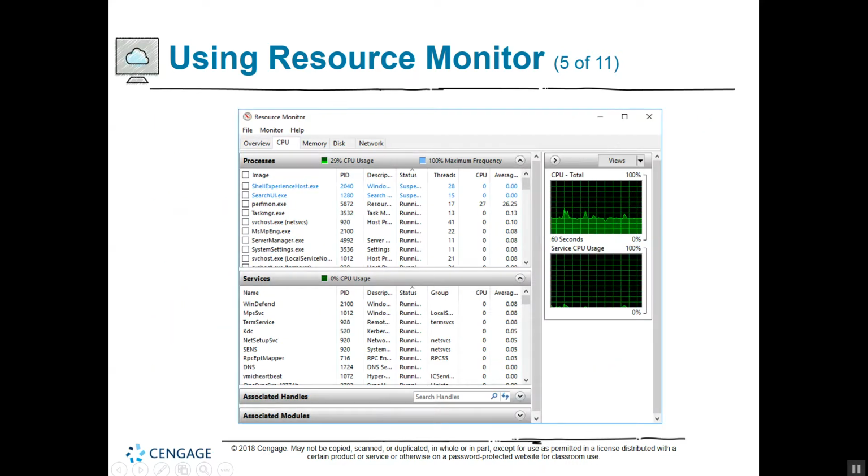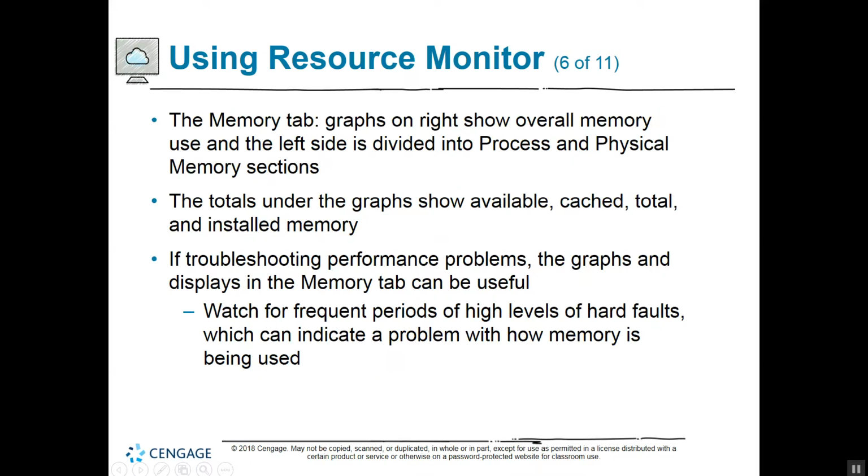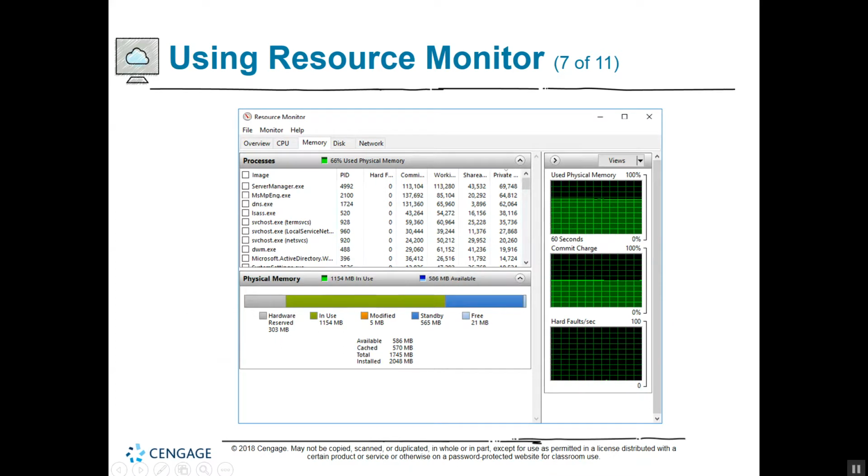Okay, we've got more of the same. Now the Memory tab graphs on the right show overall memory. Now it's divided into process and physical memory sections. So we can see physical, any changes, and any hard faults that took place. Okay, down here we see physical memory: hardware in use, modified, standby, and free memory. So it's all color coded. 68% used in physical memory.